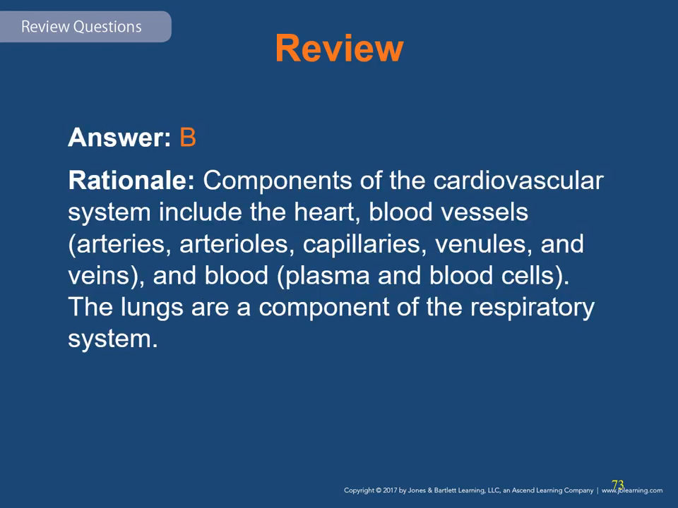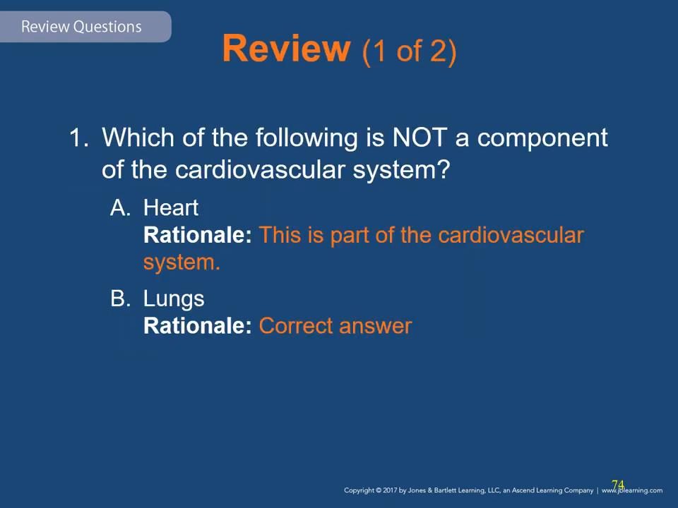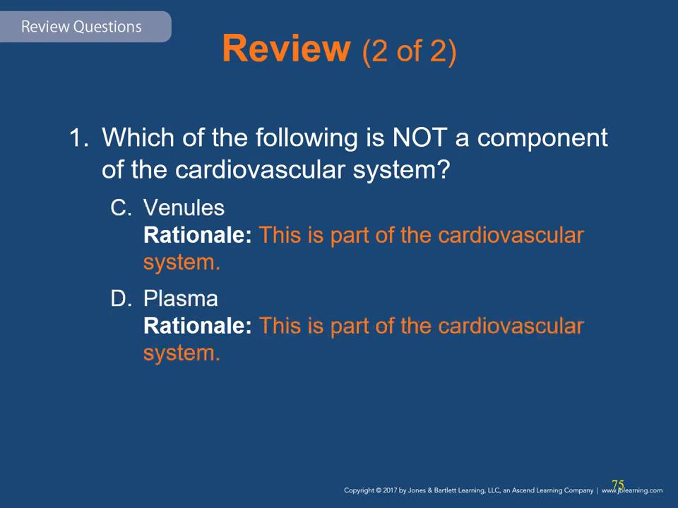Components of the cardiovascular system include the heart, blood vessels, arteries, arterioles, capillaries, venules, and veins, and blood, plasma, and blood cells. The lungs are a component of the respiratory system. A, heart. This is part of the cardiovascular system. B is the correct answer. Venules and plasma are both part of the cardiovascular system.